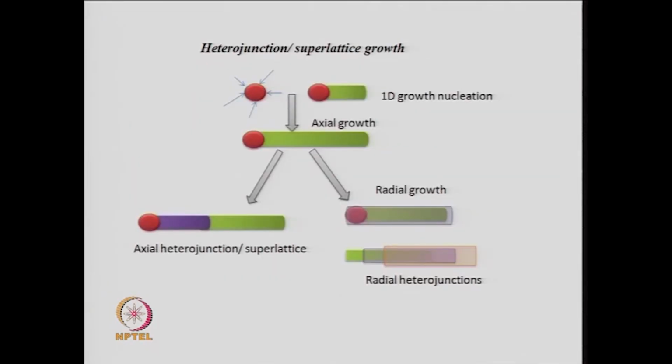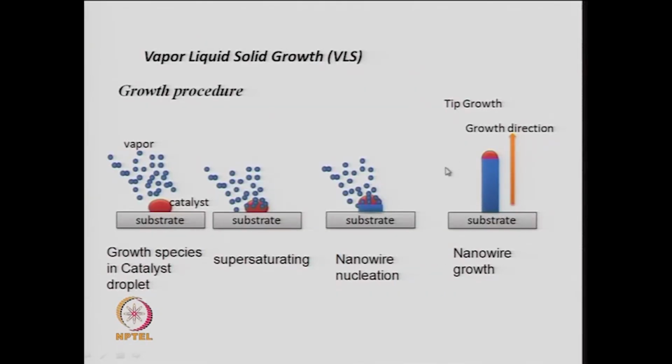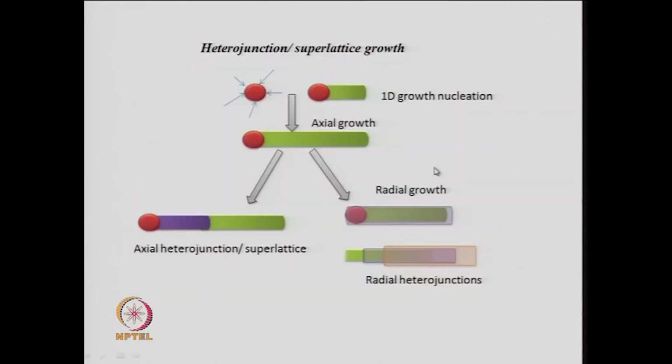Now, you can also make junctions of nanowires. That means two nanowires of different materials are interconnected. Such growth can be called heterojunction or superlattice growth, and this is shown here. You have this catalyst as discussed earlier, a metal catalyst, and you have one dimensional growth as discussed earlier. So, this is the one dimensional nanowire growth, and after that growth you have this, which is a one dimensional growth along one particular axis, and so it is an axial growth.